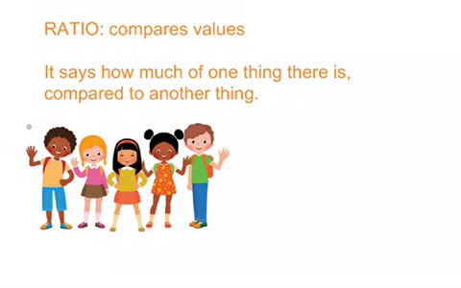So if we look at this picture here, we can see that it's a picture of 5 students. So there are 5 students in total, and we can break it down by looking at how many are boys and how many are girls. So in this picture, 2 of the students are boys and 3 of the students are girls. A ratio would be to compare not how many there are necessarily to the total, but how many boys there are to girls. So if I asked you to write a ratio to compare how many boys there are to girls, you would say there are 2 boys for every 3 girls.